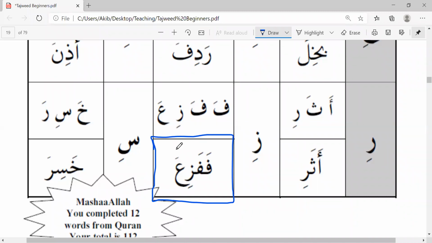MashaAllah, much better. So you can say ain. So brother, you can say ain quite well. Not perfect, but it is pretty much there. I'd say about 70% there.